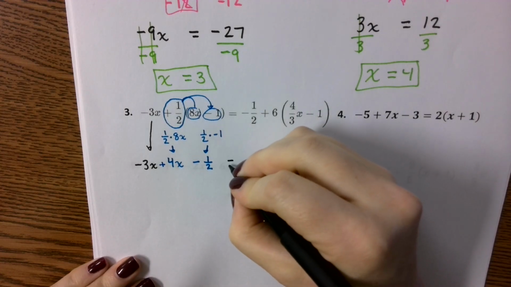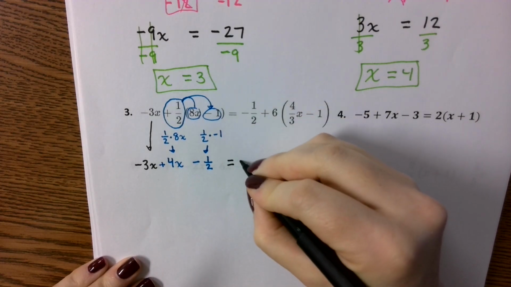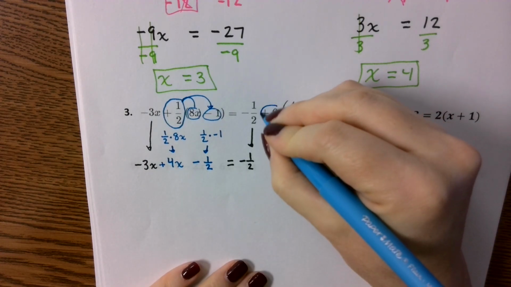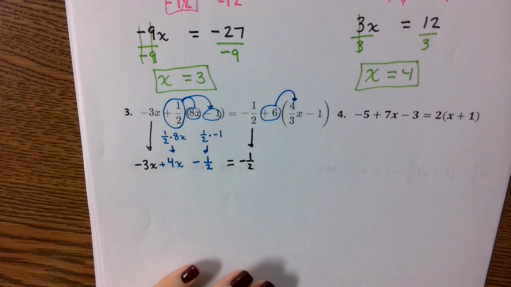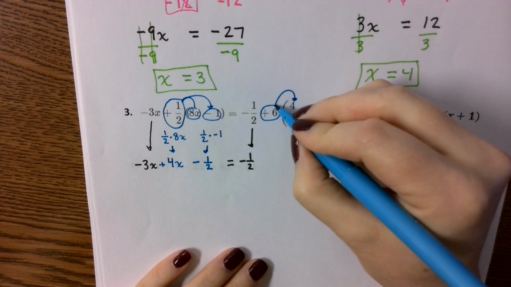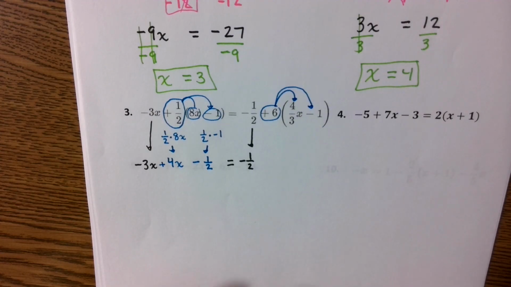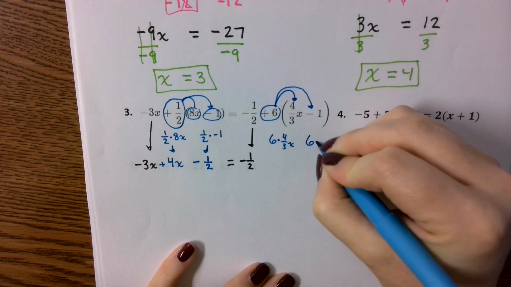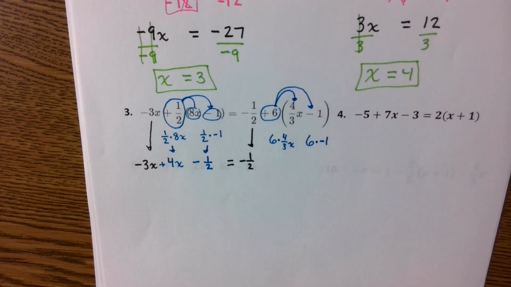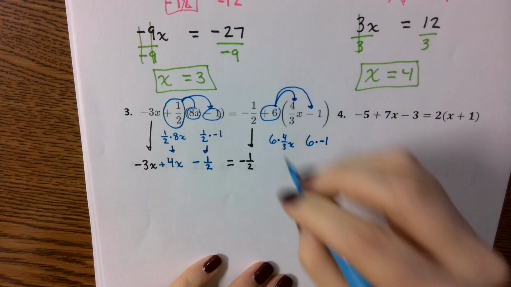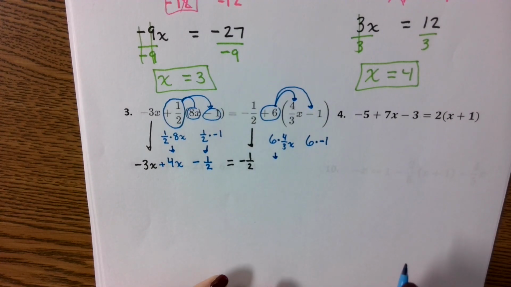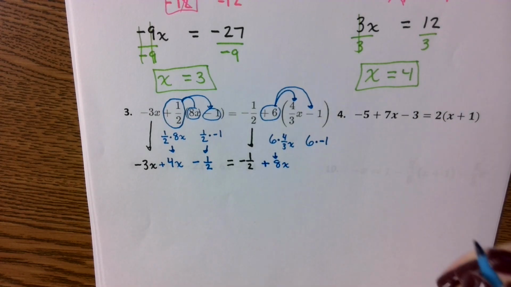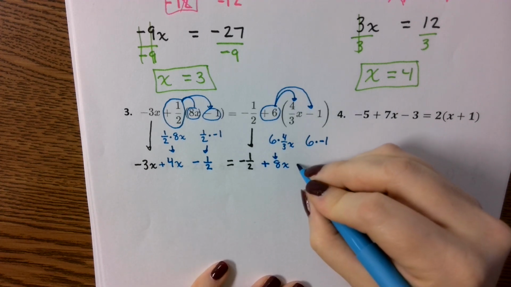I can bring down my equal sign. I can bring down this negative half. But then I'm going to stop because I see distributive property again. I see a positive 6 that needs to be distributed to 4/3 x and to negative half. So that means I'm going to be doing 6 times 4/3 x, and I'm going to do 6 times negative 1. So 6 times 4/3 x is going to come out to a positive 8x. So I'm going to write a positive 8x. Then 6 times negative 1 becomes a negative 6.